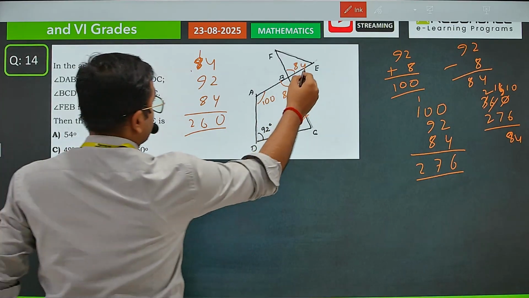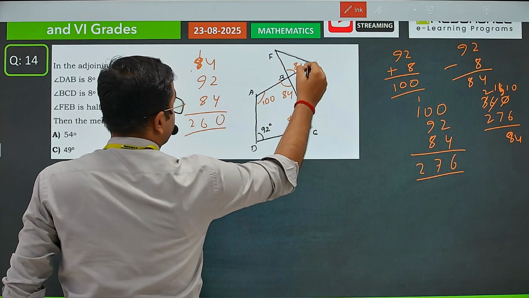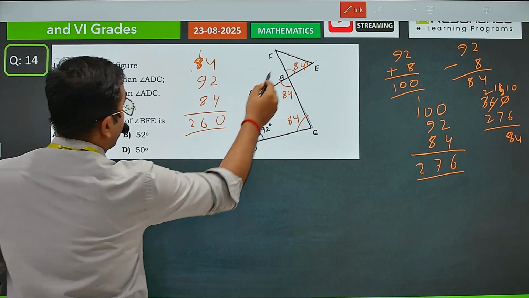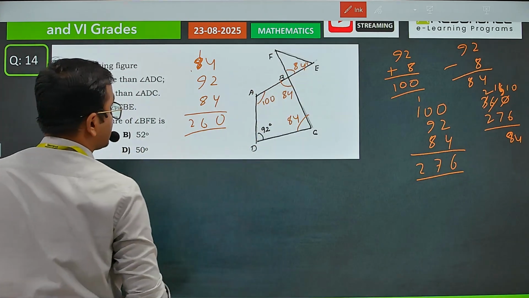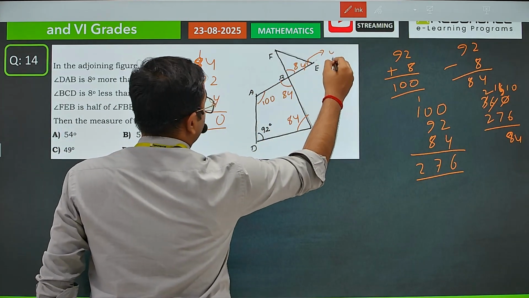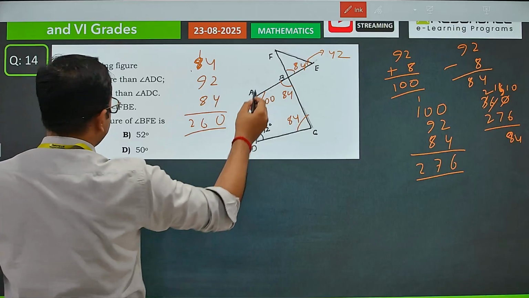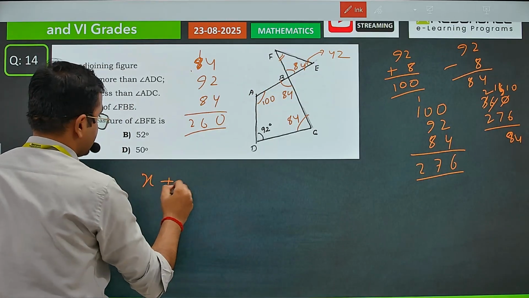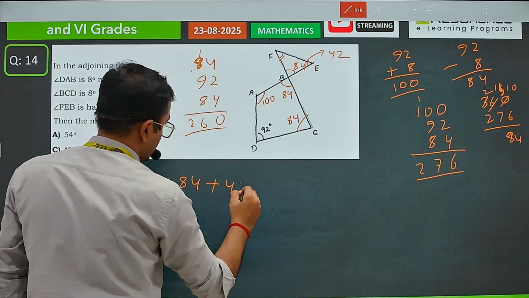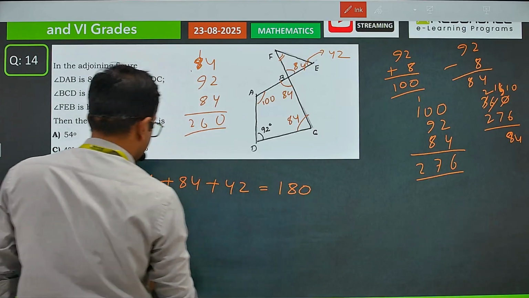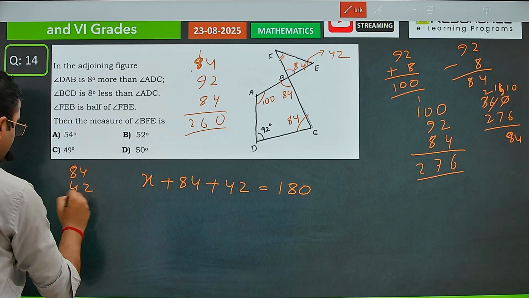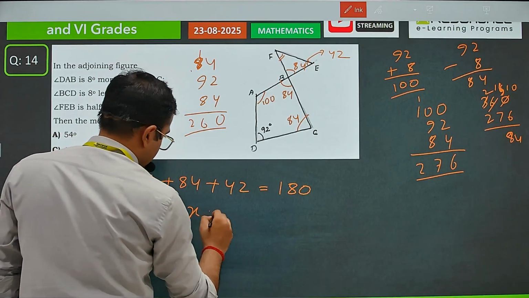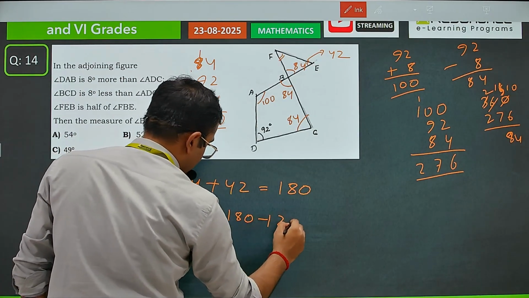Now, FEB, that is this particular angle, is half of FBE. Now, FB we just found. So this particular angle is 42. Now they are asking BFE, this particular angle is what they are looking for. So x plus 84 plus 42 is nothing but 180 degrees. So 84, 42, 16, 126. Okay, so x is 180 minus 126.